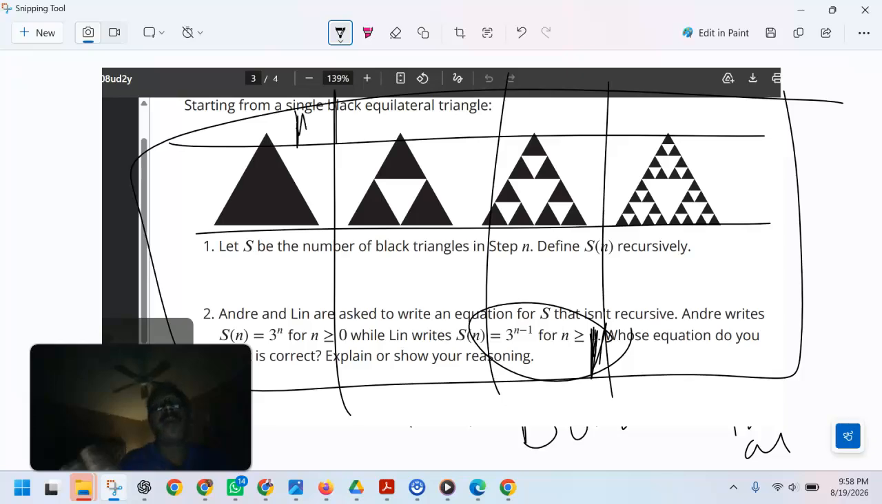So he says 1, 2, 3, 4, like that. So it depends on how you start. If you start with 0, this is how you write. And if you start with 1, if you start with the step number, that's the trick. If you start with the step number 1, you have to put raised to n minus 1. Okay, I think that's all I wanted to show.